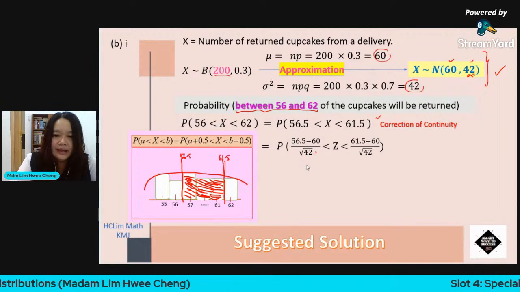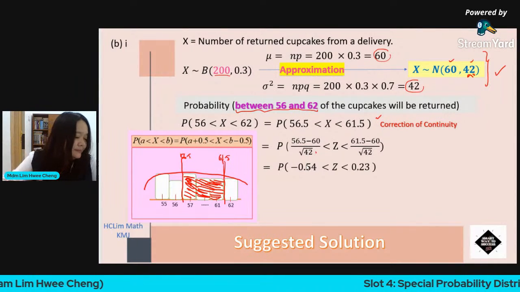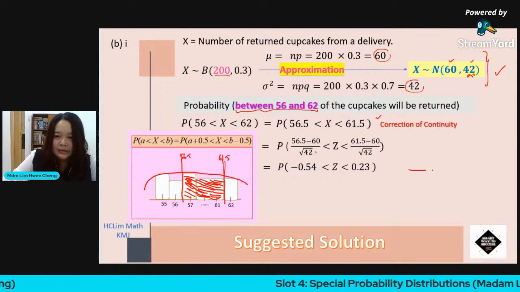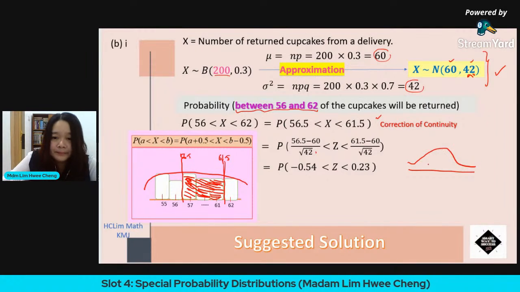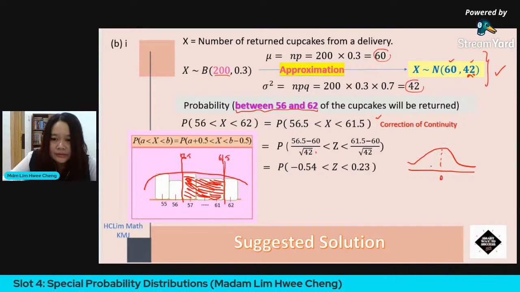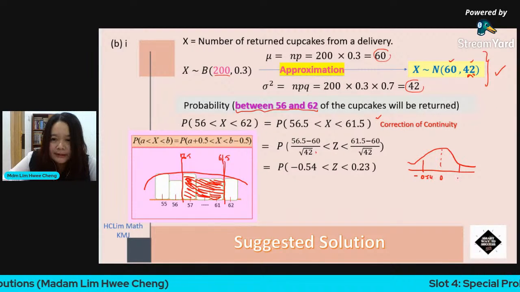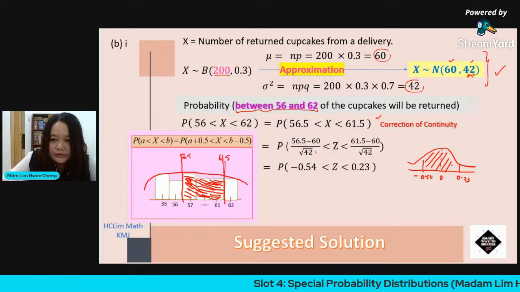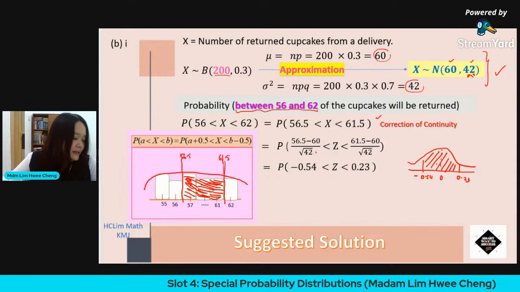Okay, so then you do the calculations. So you get this. Then only you come up with your normal bell here. So this is 0, and this is the negative 0.54 here, and this is 0.23. So, shaded. Okay, I want only this area.